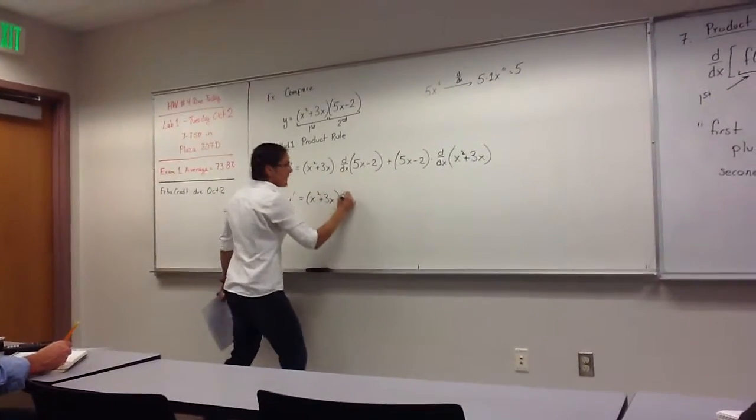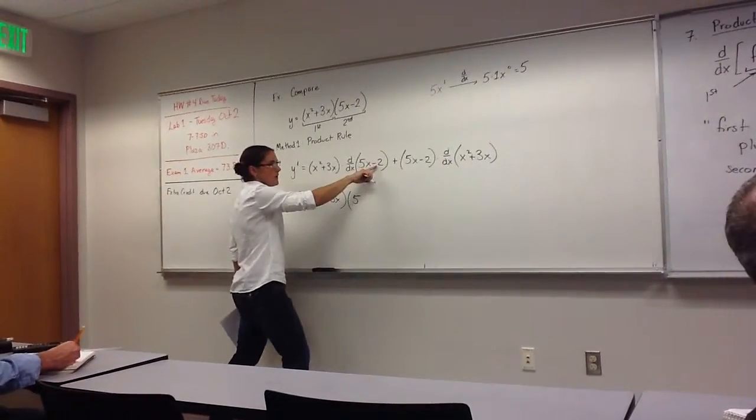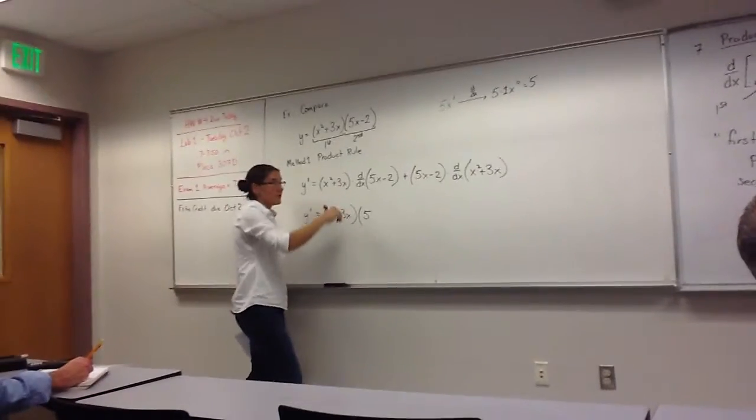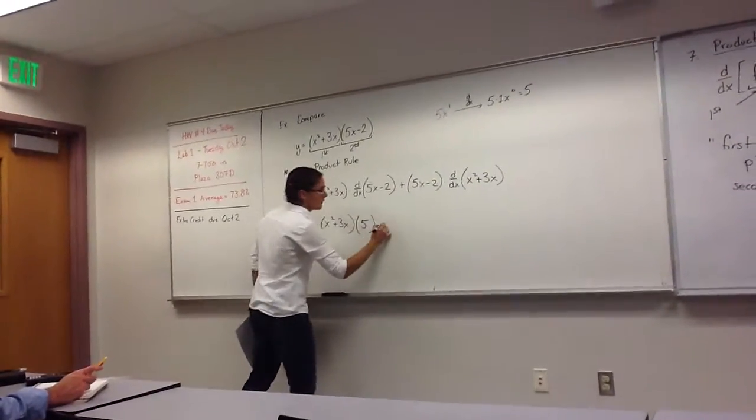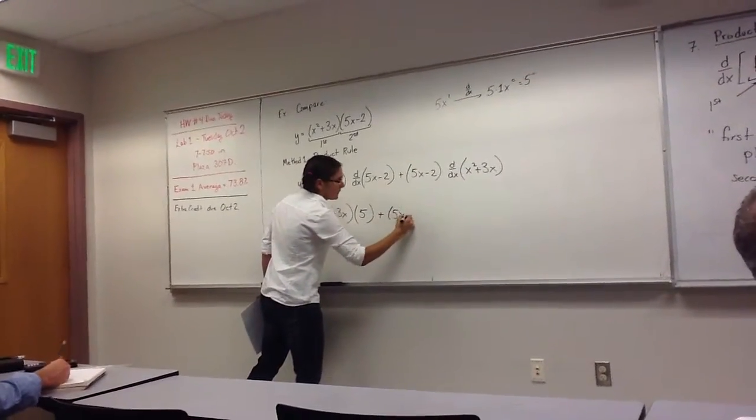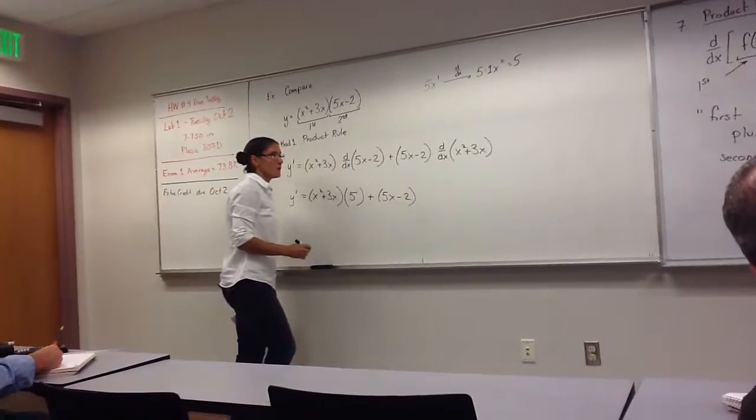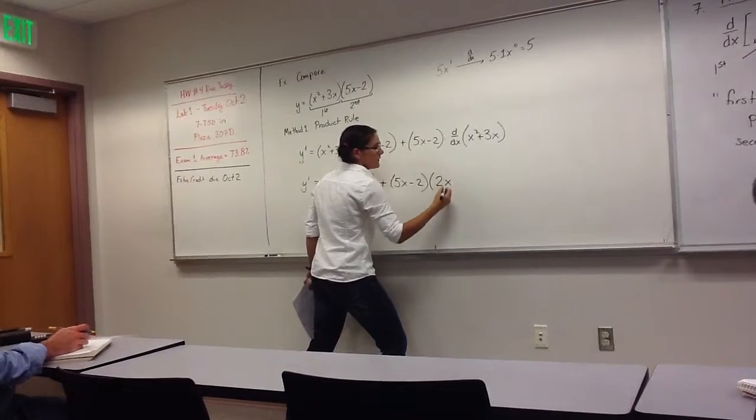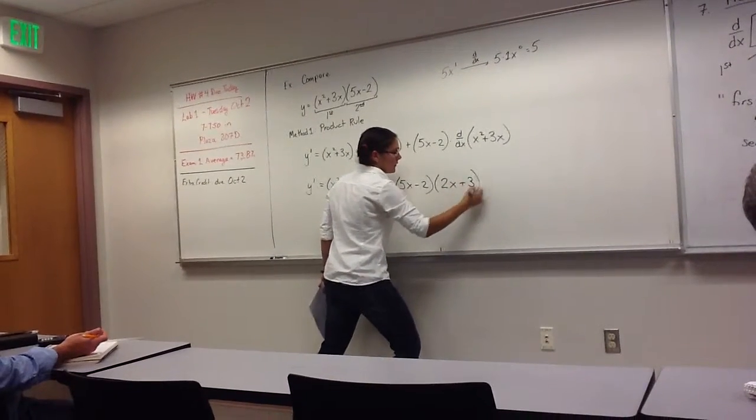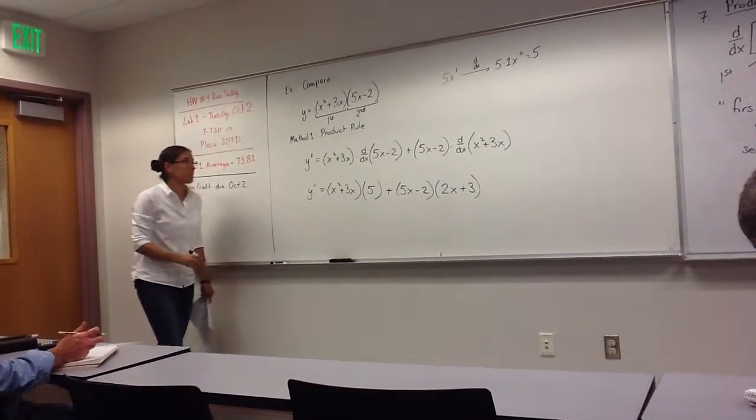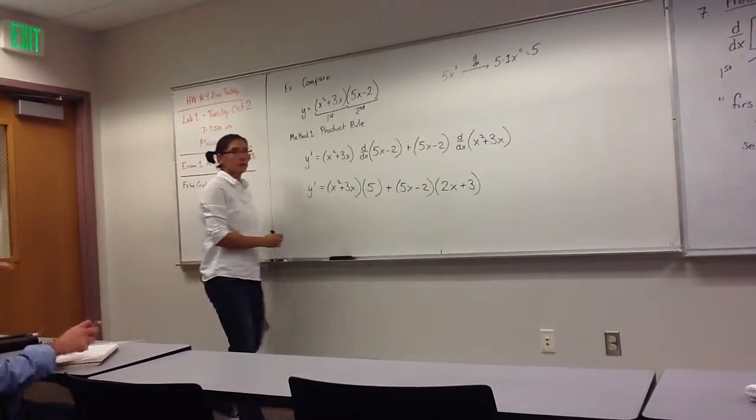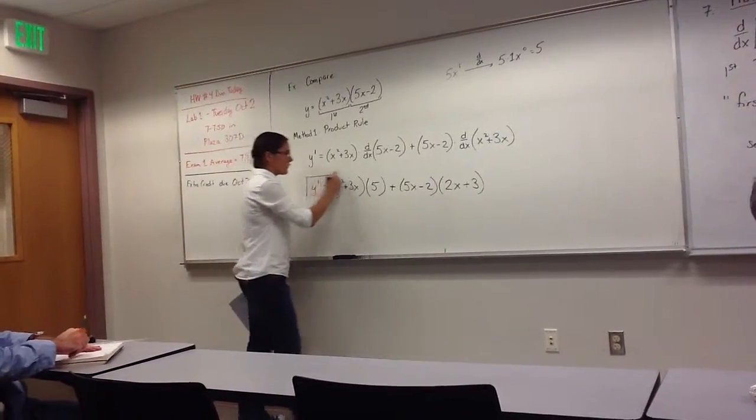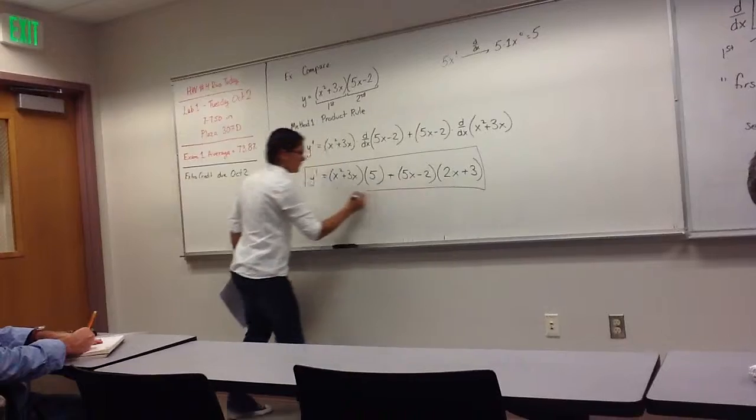Okay, so the derivative of 5x is 5, and the derivative of a 2 standing by itself is 0. Plus, we've got 5x minus 2 times the derivative of x squared plus 3x. So that derivative will be 2x plus 3. Okay, so this is one way to calculate our derivative, is to use the product rule.